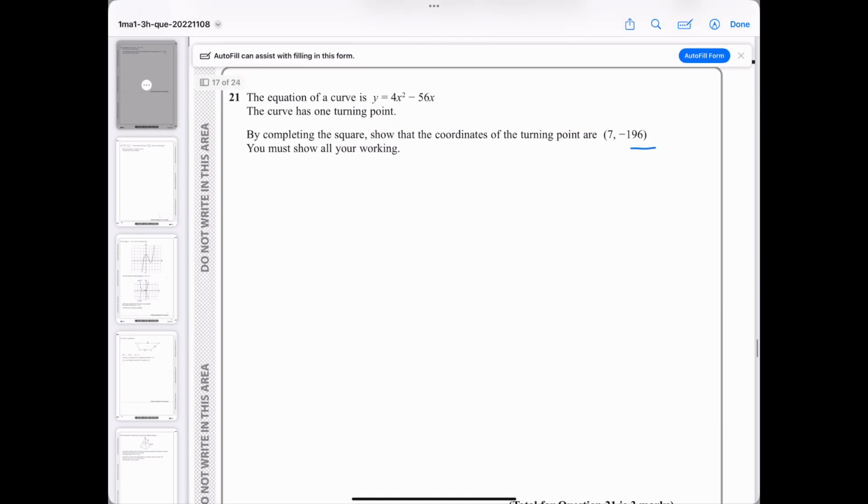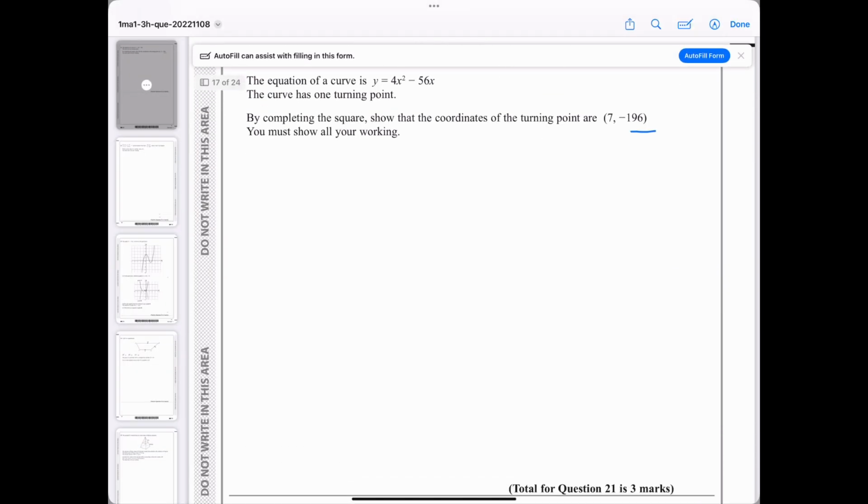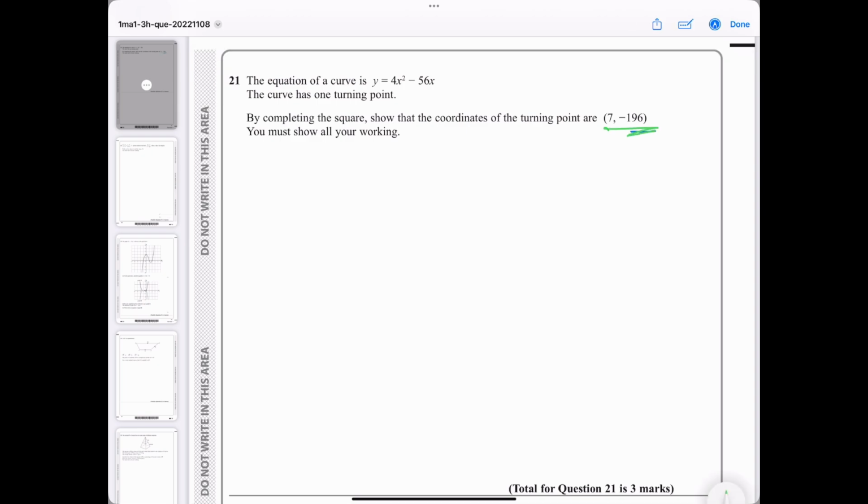The equation of a curve is y equals 4x squared minus 56x, and it has one turning point, and you've got to show that the points are that. So, shall we start working? We'll start off by saying y equals 4x squared minus 56x. Then we take the 4 out the front, because you can't complete a square without getting rid of the coefficient of x. So divide through by 4, we get x squared minus 14x.